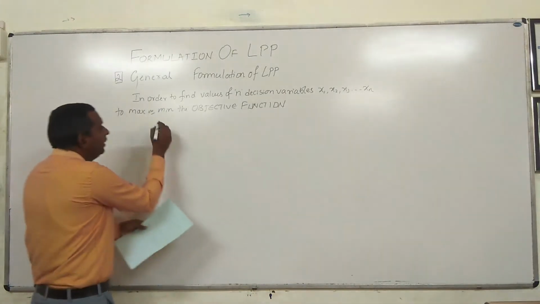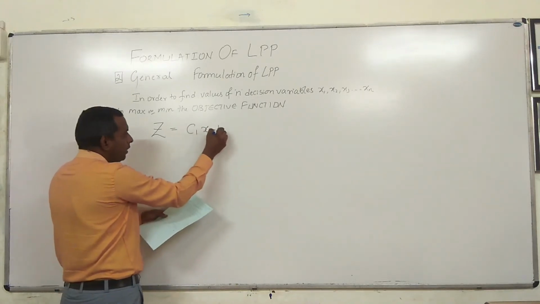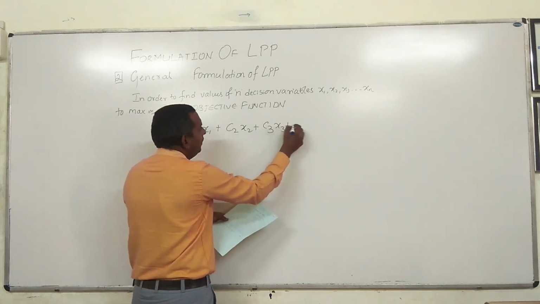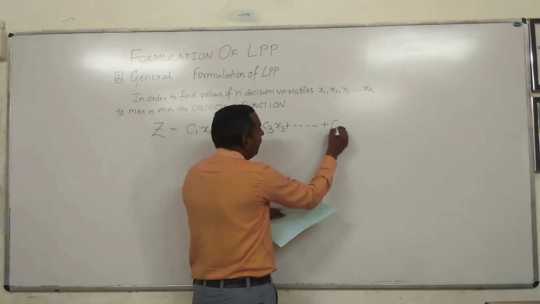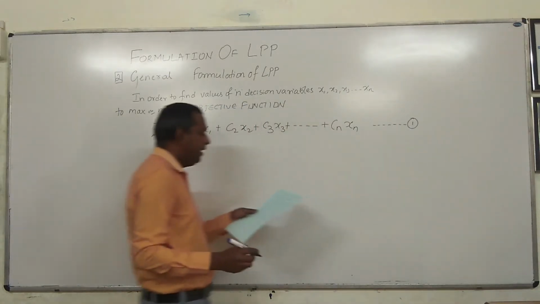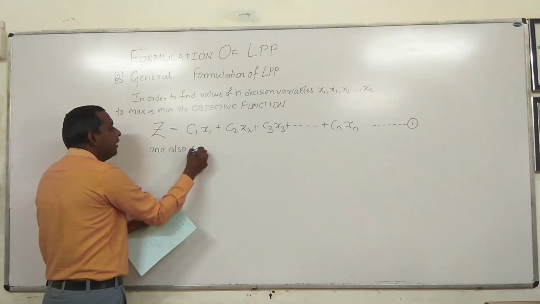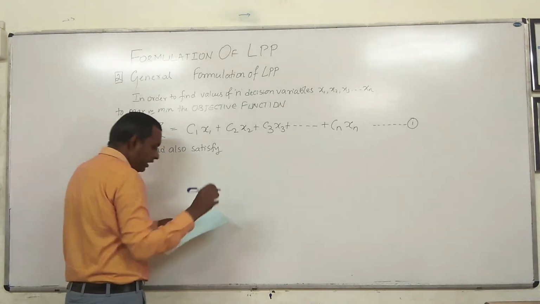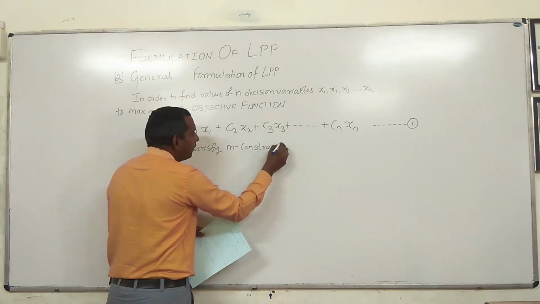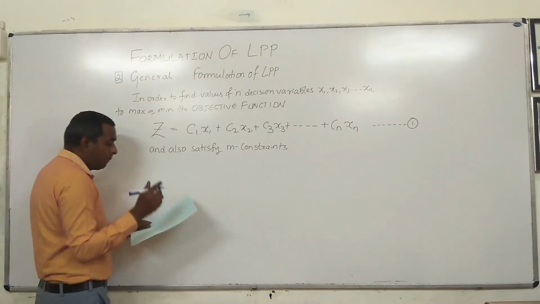So in order to find the value of n decision variables, whether it is to be maximized or minimized, the objective function, that is z is equal to c1 x1 plus c2 x2 plus c3 x3 plus and so on up to cn xn. This is equation number 1. Fine. And also satisfy m constraints. This is general formulation of LPP.